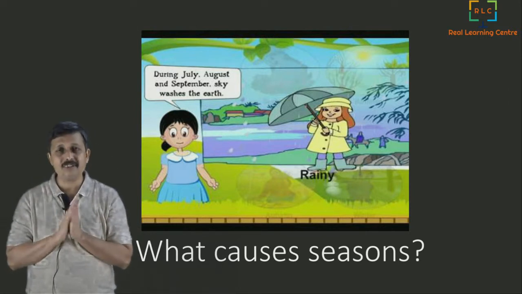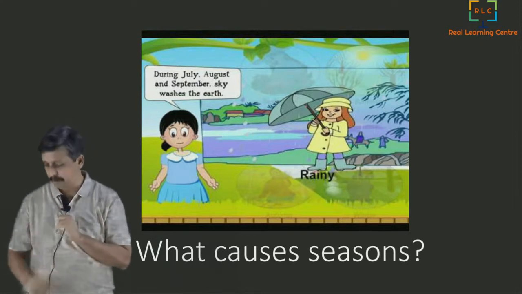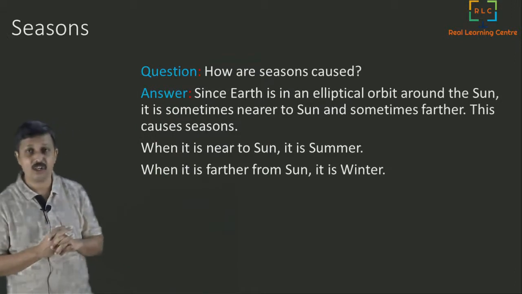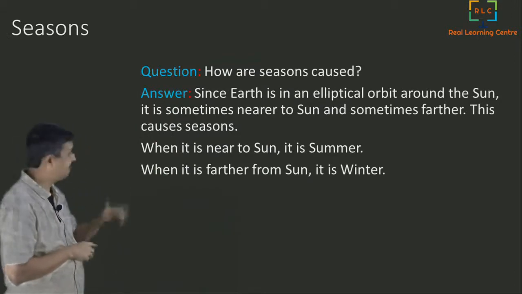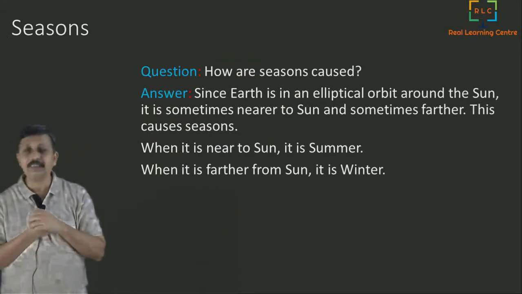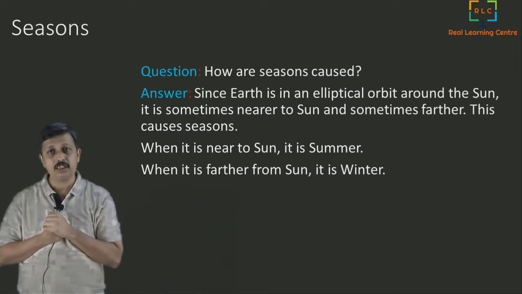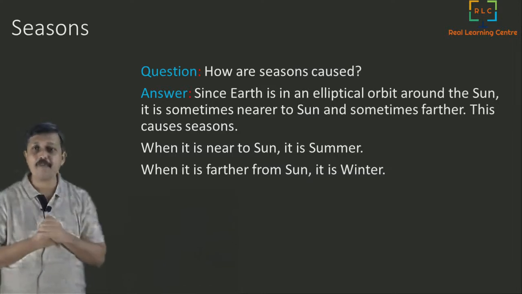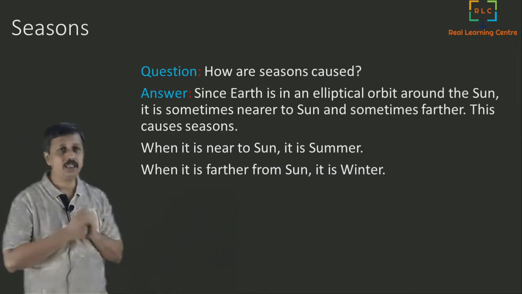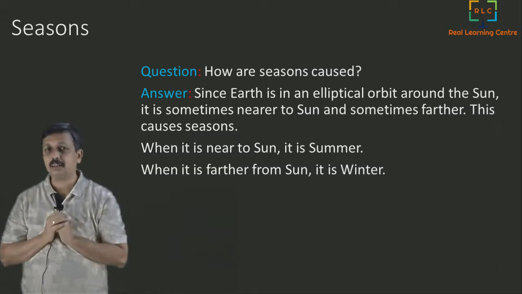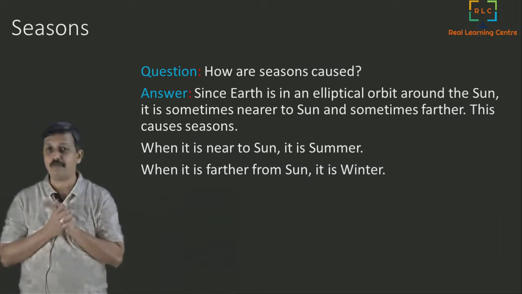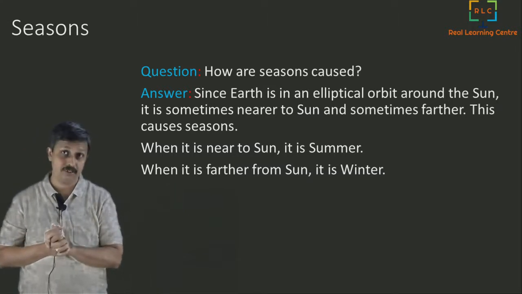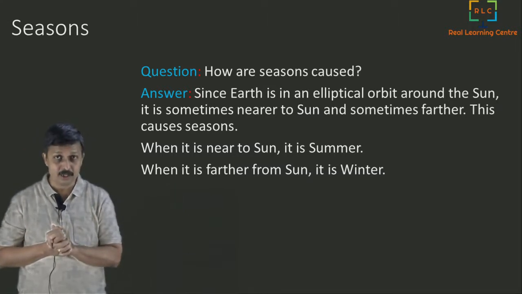So then what causes seasons? I saw that some people are giving me very nice answers. Okay, so look at this answer. It's an interesting answer. How are seasons caused? That is the question. The answer is that since Earth is in an elliptical orbit around the Sun, it is sometimes nearer and sometimes farther. Elliptical orbit is an egg-shaped orbit. So whenever it is nearer to the Sun, it is summer. Whenever it is farther from the Sun, it is winter. Nice argument.